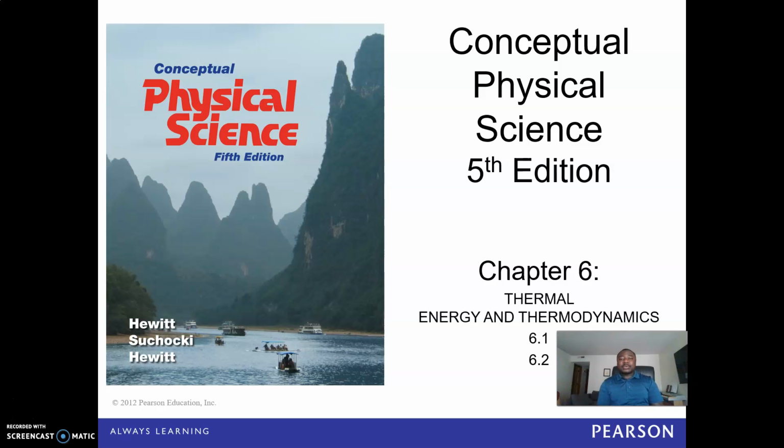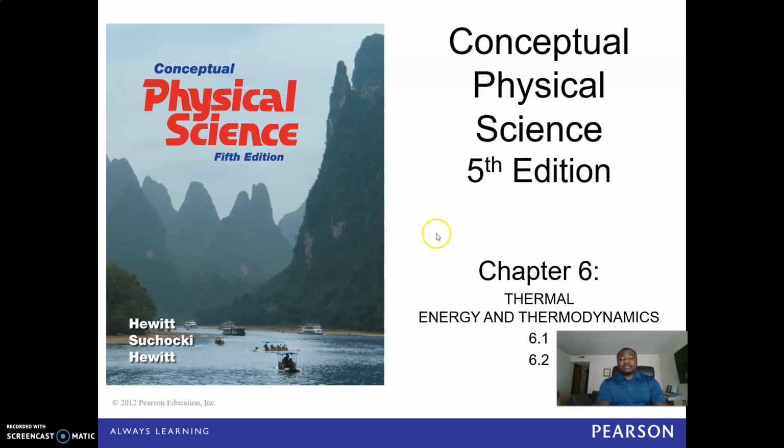Hello everyone. So last week we looked at fluid mechanics, and this week we'll be looking at chapter 6, which will be thermal energy and thermodynamics. The name sounds scary, but most of these things you guys are very familiar with. We're going to look at things that have to do with temperature, hotness and coldness, and all the things that surround temperature and absolute zero.